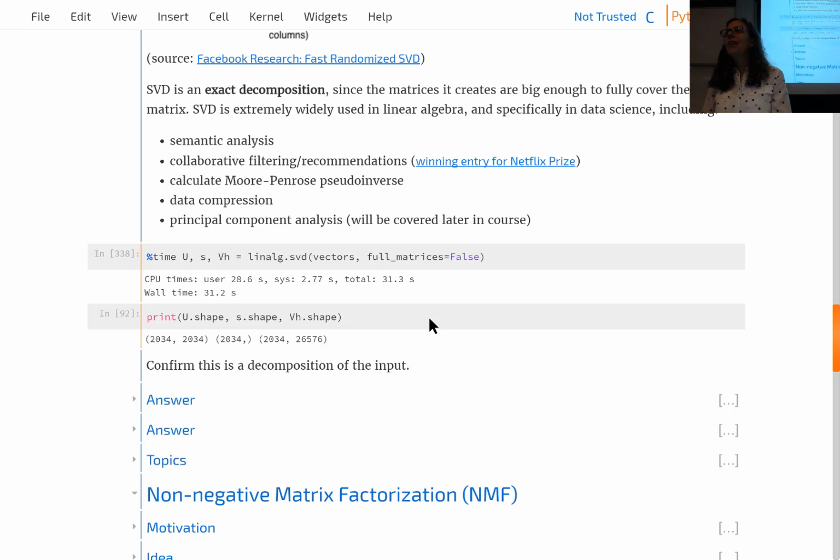So SVD is very widely used, and we're going to see it in multiple lessons in this course. But we're using it today for semantic analysis. It's also used in collaborative filtering and recommendations. The winners of the Netflix prize were all more complicated variations of SVD. Data compression, which you've seen. It can calculate the Moore-Penrose pseudo-inverse, which is for matrices that don't have a true inverse; you use SVD to find it. And then principal component analysis, which we'll also see.